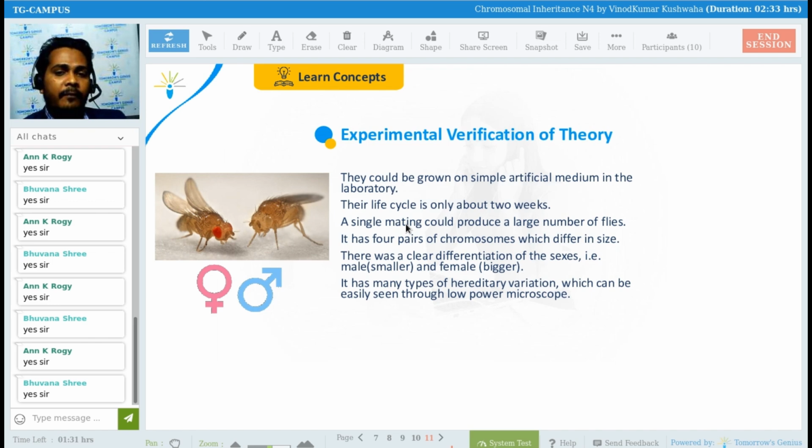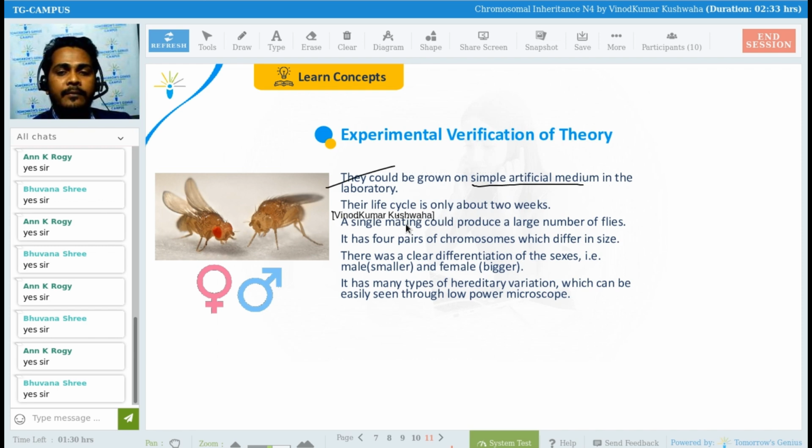Now, experimental verification of theory. So how actually did he prove the chromosomal theory of inheritance based on this particular organism? So yes, it could be grown on simple artificial media in the laboratory. This is what I said about the advantage, that Drosophila can easily grow. It's a simple artificial media.